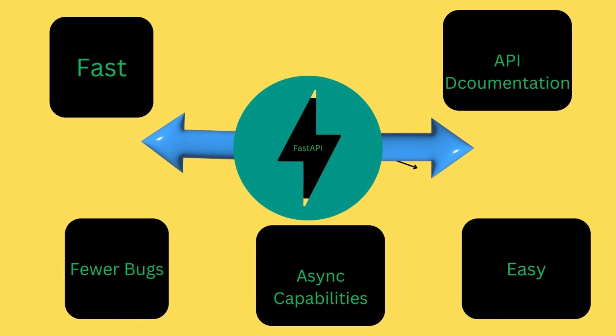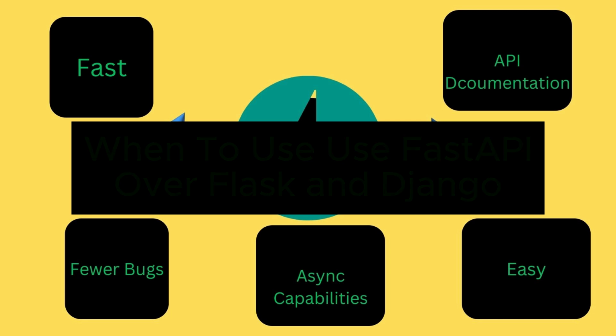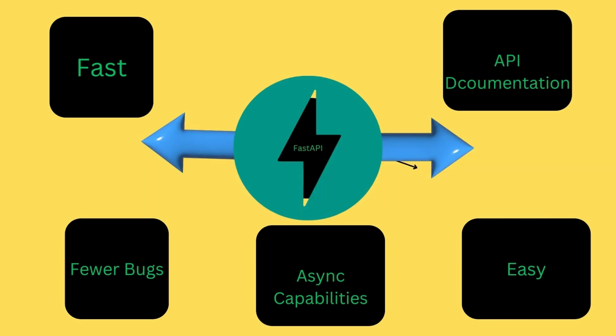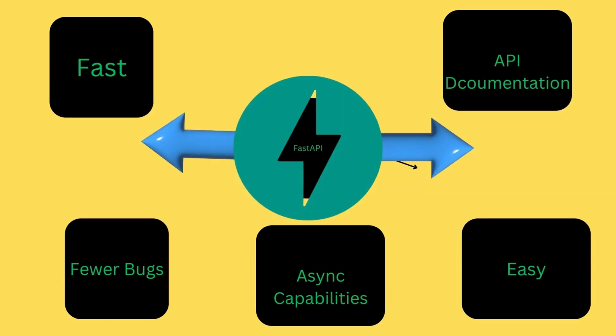You might be wondering, why should you use FastAPI over other frameworks like Flask or Django? Here's a quick comparison. Speed and performance: FastAPI is known for its speed. If you're building high-performance applications, FastAPI might be your best bet. Built-in documentation: unlike Flask, which requires additional setup for documentation, FastAPI provides automatic interactive documentation. Asynchronous capabilities.